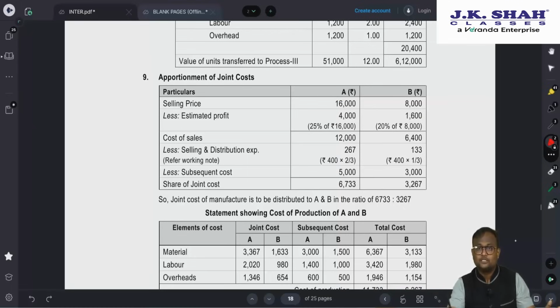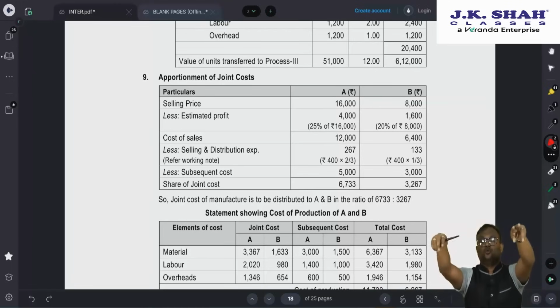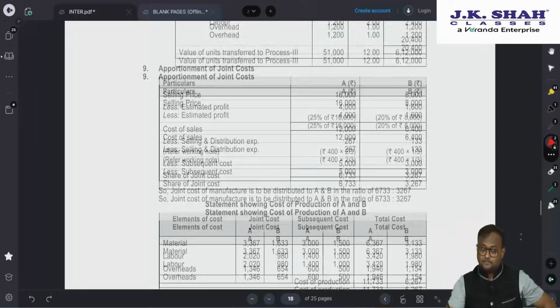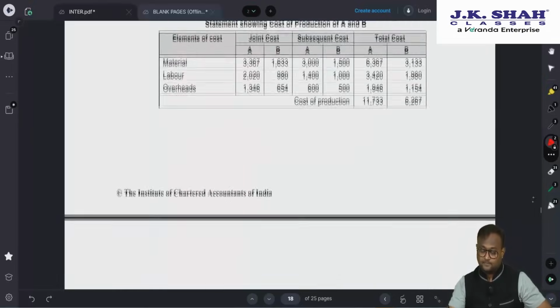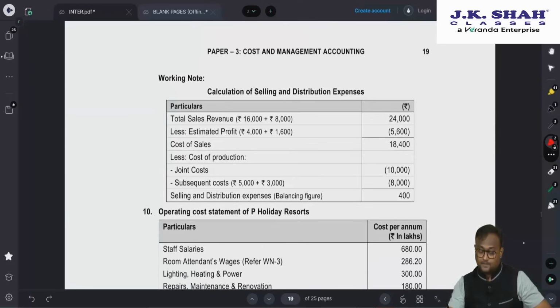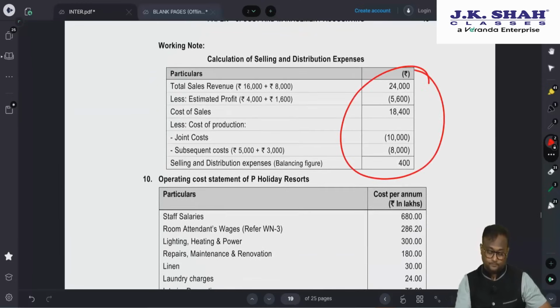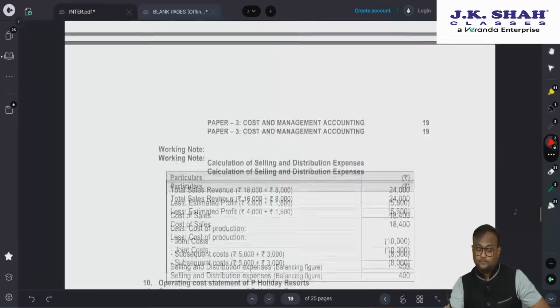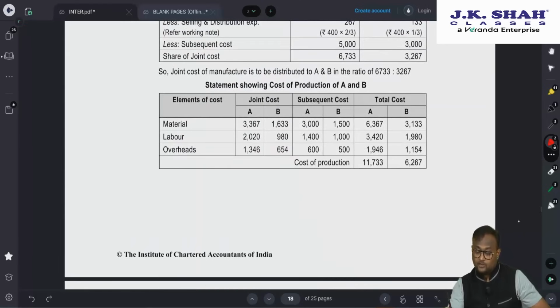You understood this? 400 was a balancing figure, which was the selling and distribution cost, which was split in the ratio 2:1. And the work is done. See, that is what they have done. There is no need to go for any other calculation now.